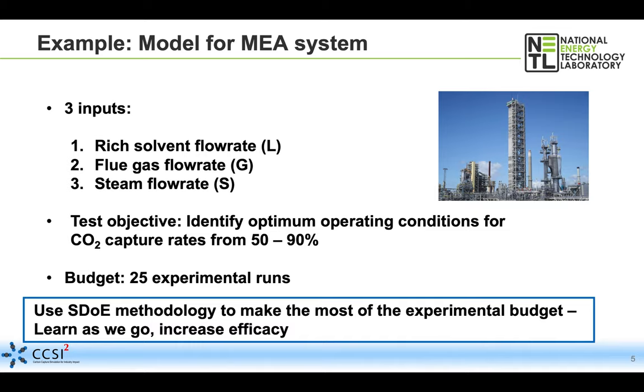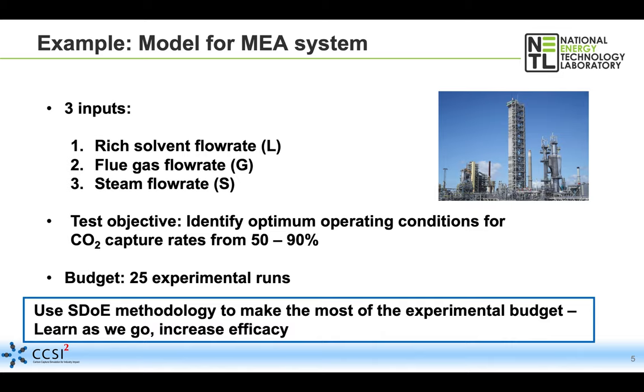The example that we're using is a model for an MEA system involving three inputs of interest: rich solvent flow rate, flue gas flow rate, and steam flow rate. And the test objective for this experiment is to identify optimum operating conditions for capture rates from 50 to 90%. We have a budget of 25 experimental runs, but we're not going to use them all at once.